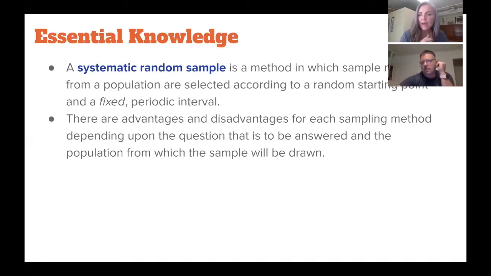So systematic is when you start with a random number and then you choose at a fixed interval, every 10th or every 20th after that.